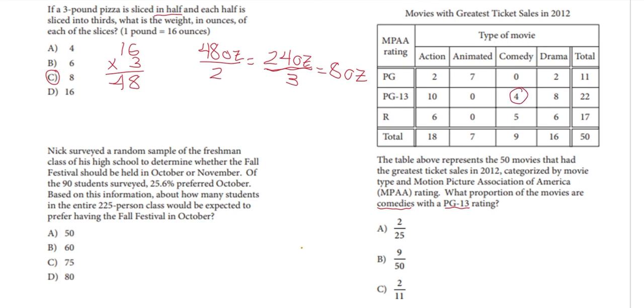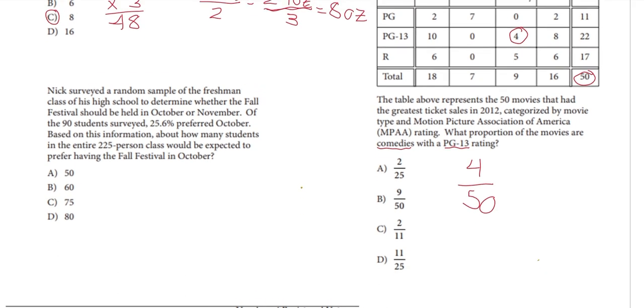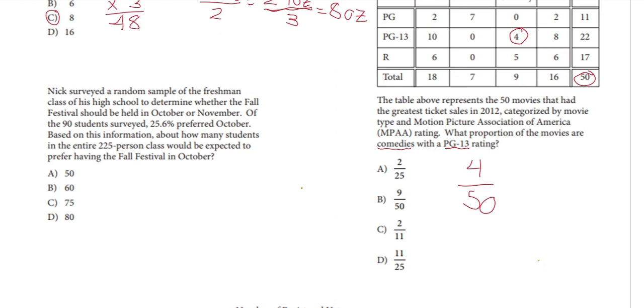And whenever we're looking for the proportion of something, it's what we're looking for divided by the total. So what we're looking for is comedies with a PG-13 rating, which there are 4 of those. And we're going to divide that by the total number of movies, which is 50. If we look at our answer choices, 4 over 50 is not an answer choice. But as you can see, we can simplify the top and bottom because both numbers are divisible by 2. If we divide 4 by 2, we'll get 2. And if we divide 50 by 2, we'll get 25. And so our answer is 2 over 25.